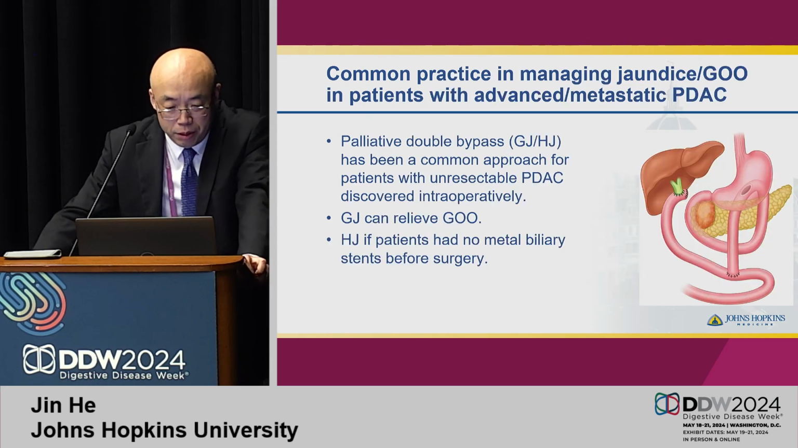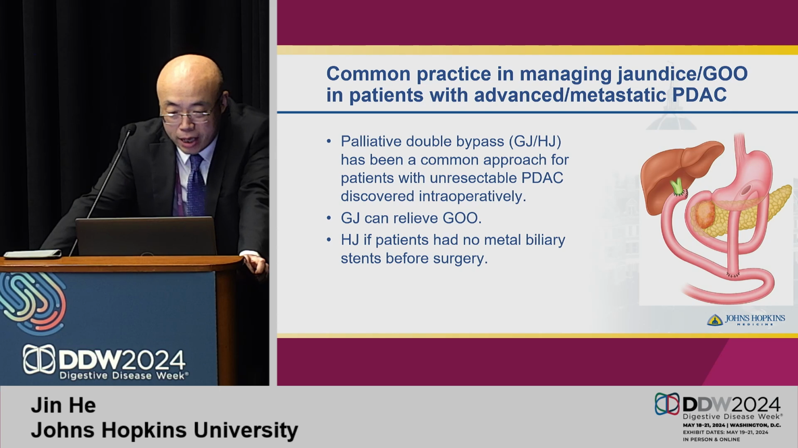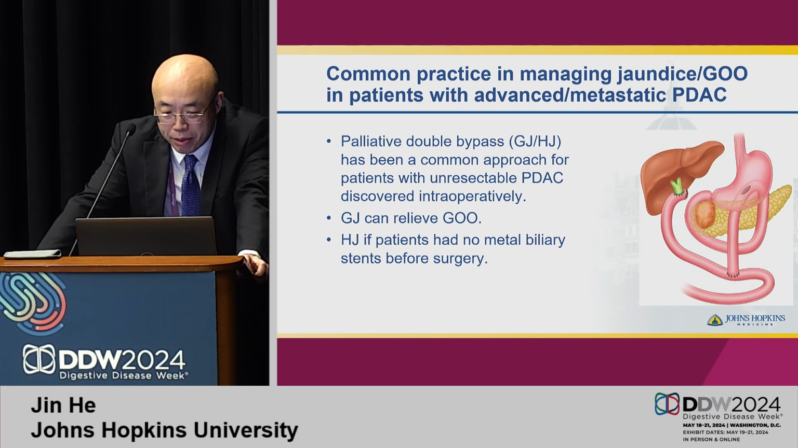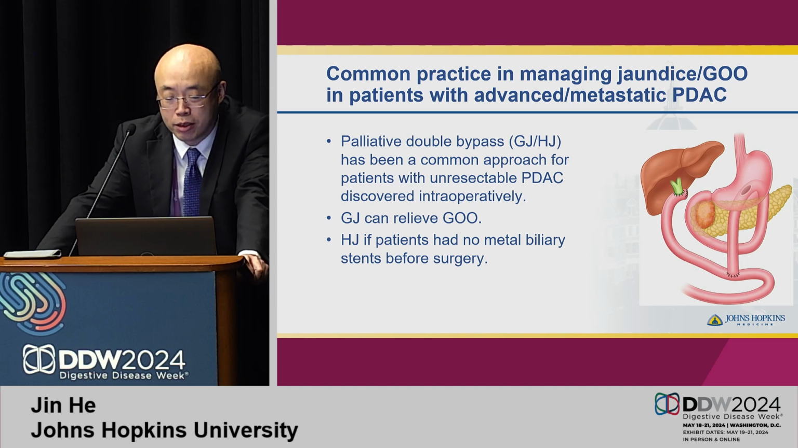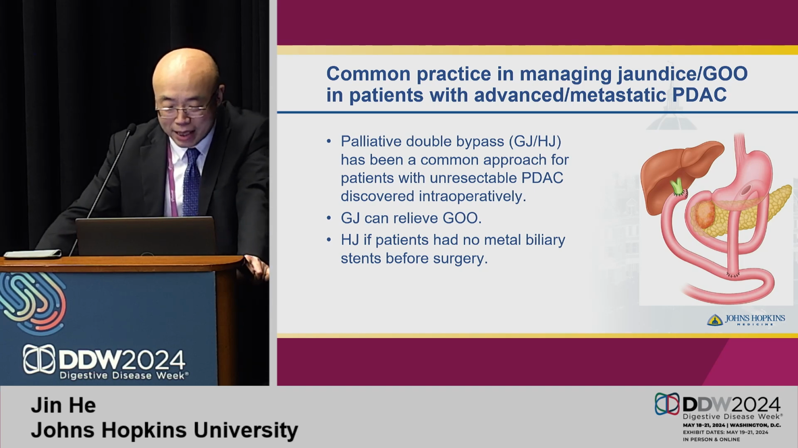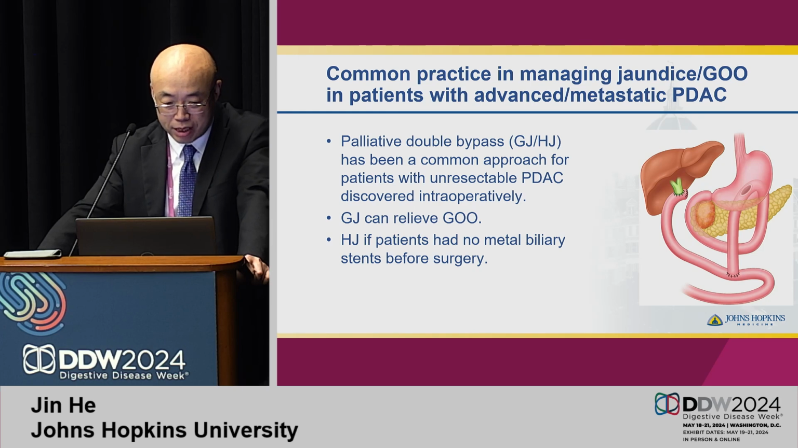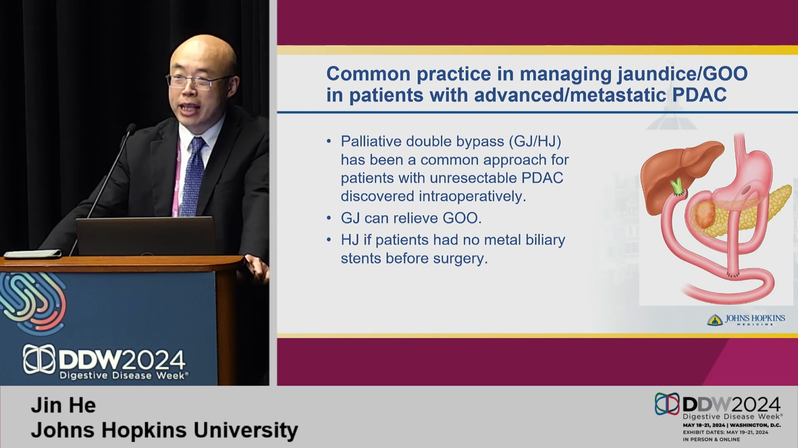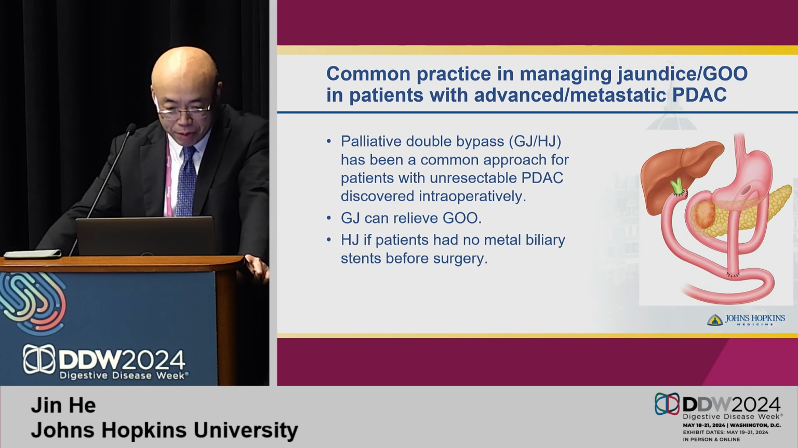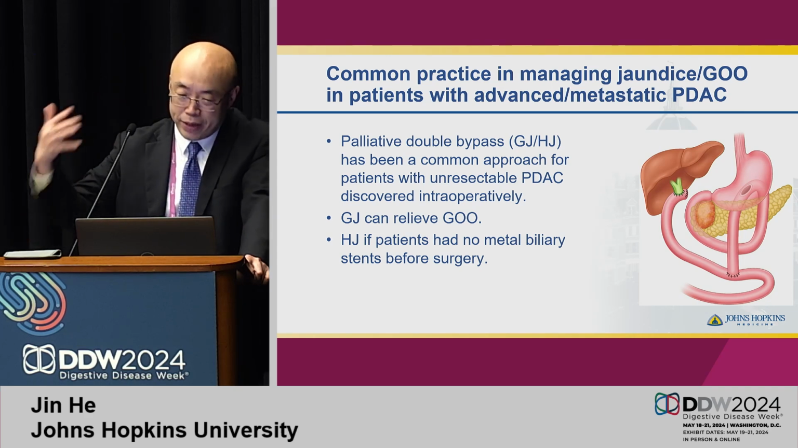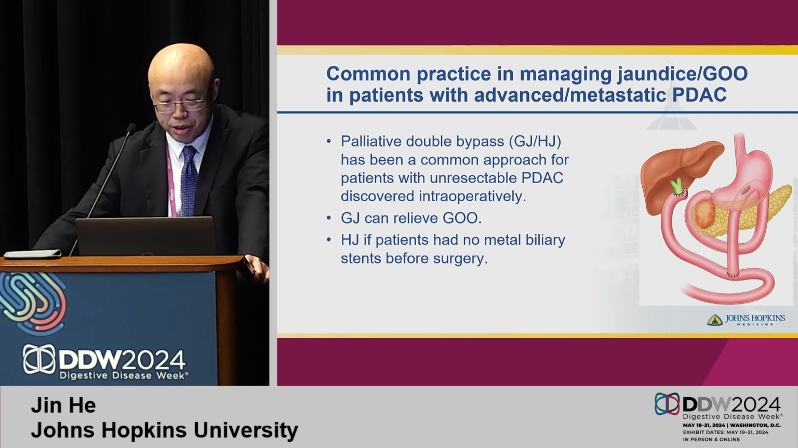The common practice in managing obstructive jaundice and GOO in a patient with advanced pancreatic cancer was typically a so-called double bypass, which is gastrojejunostomy and hepaticojejunostomy. And this was typically true in the past, without effective chemotherapy. Nowadays, we're facing fewer and fewer patients in this situation.